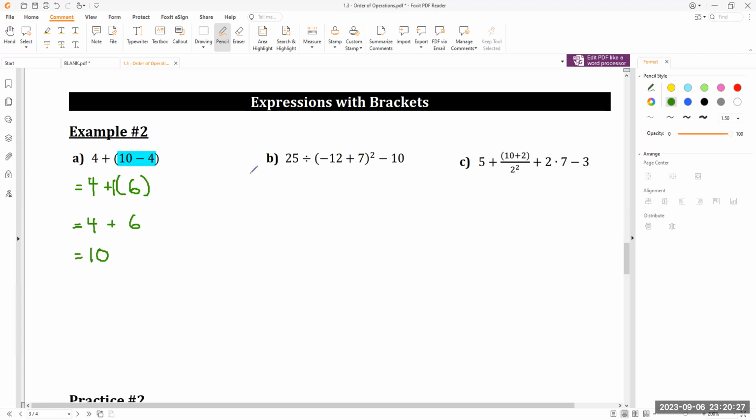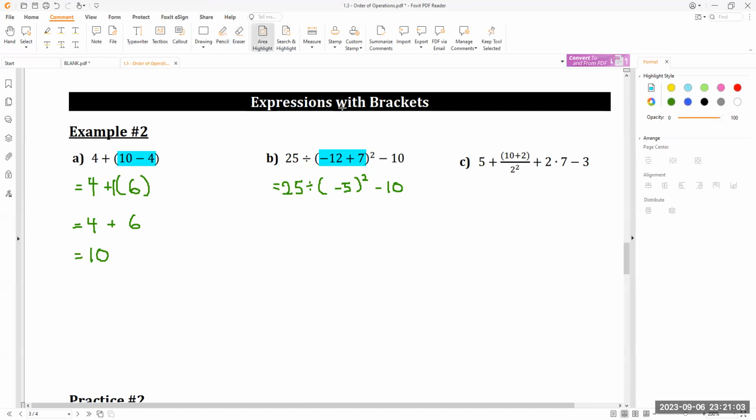Okay? Let's try something harder. Ooh, here we have a division. Here we have an exponent, but all that exponent is on a bracket, and then there's a subtraction. Okay, lots going on here. Bracket must come first. Let's resolve what's inside there. 25 is divided by -5. That should come quick if you've been practicing yesterday's homework.